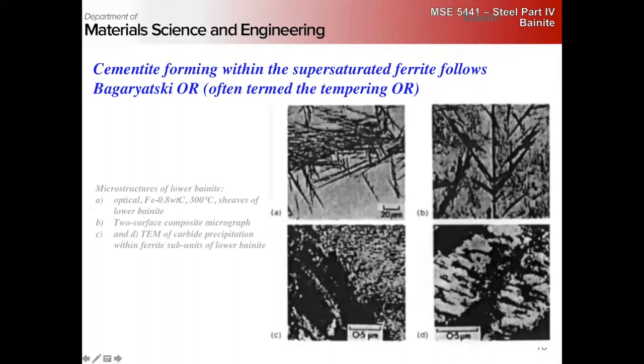Right. So here we see, within one subunit, the carbides in sheaves of lower bainite, and then a TEM of the carbide precipitates within a single subunit. This scale bar is 500 nanometers, half a micron. So we can see that the carbides that form within the individual ferrite subunit are quite small.